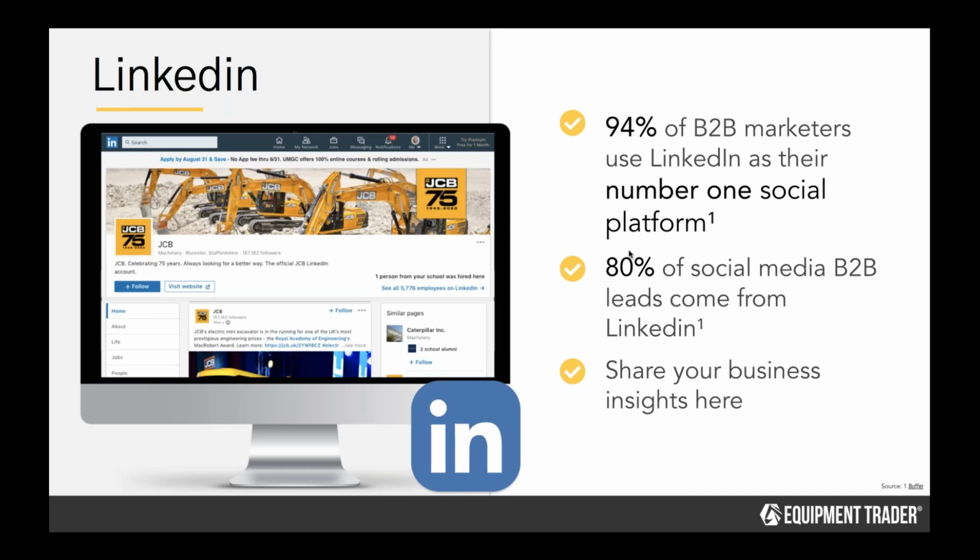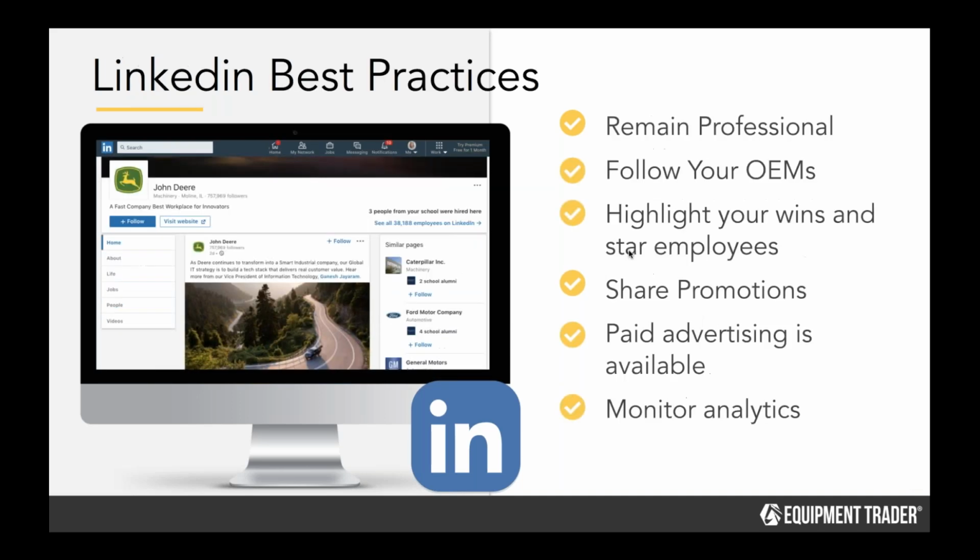80% of social media B2B leads come from LinkedIn. So it's important to have a presence here to share your business successes and wins and congratulate others on their successes. This is where you will really build a community of professionals. When using LinkedIn, you want to remain professional and focus on the wins and successes of your business. Follow your OEMs and share relevant industry content and wins from them as well. Share interesting articles and content related to industry content.